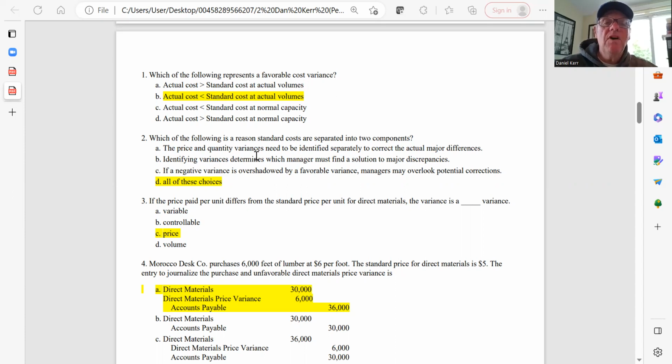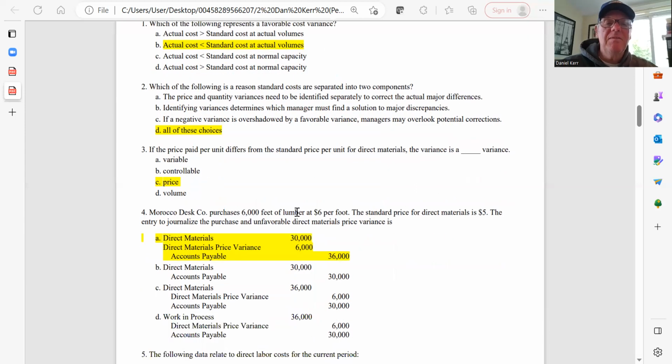Number two, which of the following is a reason standard costs are separated into two components? Well, those are all good reasons why standard costs are put into two components. Price and quantity need to be identified to correct differences. Identifying variances determines which manager must find a solution. And if a negative variance is overshadowed by a favorable one, the manager may overlook the potential correction. So those are all good reasons why you cut it into two components. If the price per unit differs from the standard cost per unit, the variance is called a price variance. That makes sense. So the answer there is C.